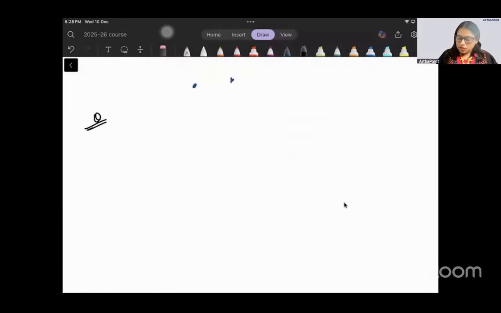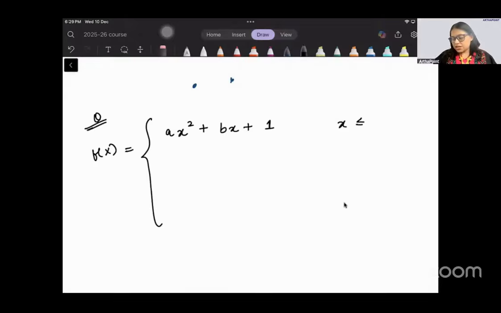So let's take the first question. You have a function. You should never draw these brackets like this, always draw like this. I have a habit of drawing double brackets. Ax square plus bx plus 1 for x less than equal to 1. This is a very famous question, especially when it was a JNU paper. These kind of questions were very popular. x square minus 4 for x greater than equal to 3.